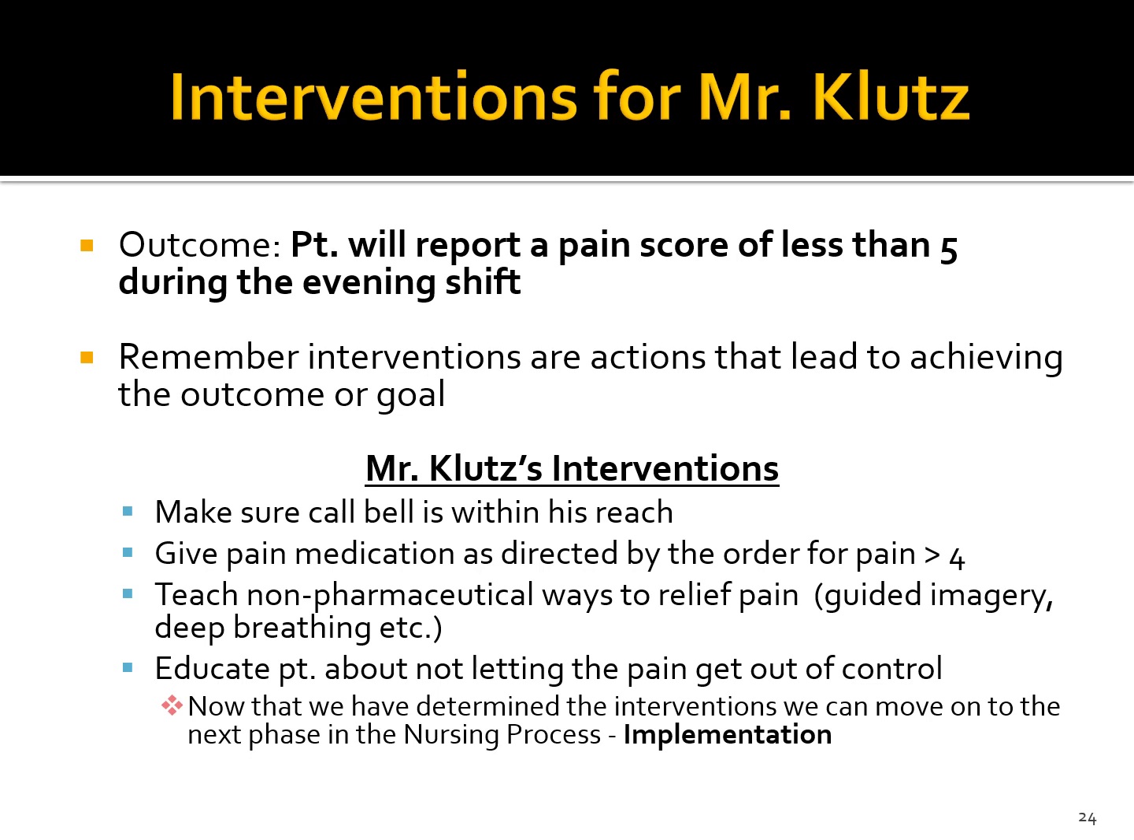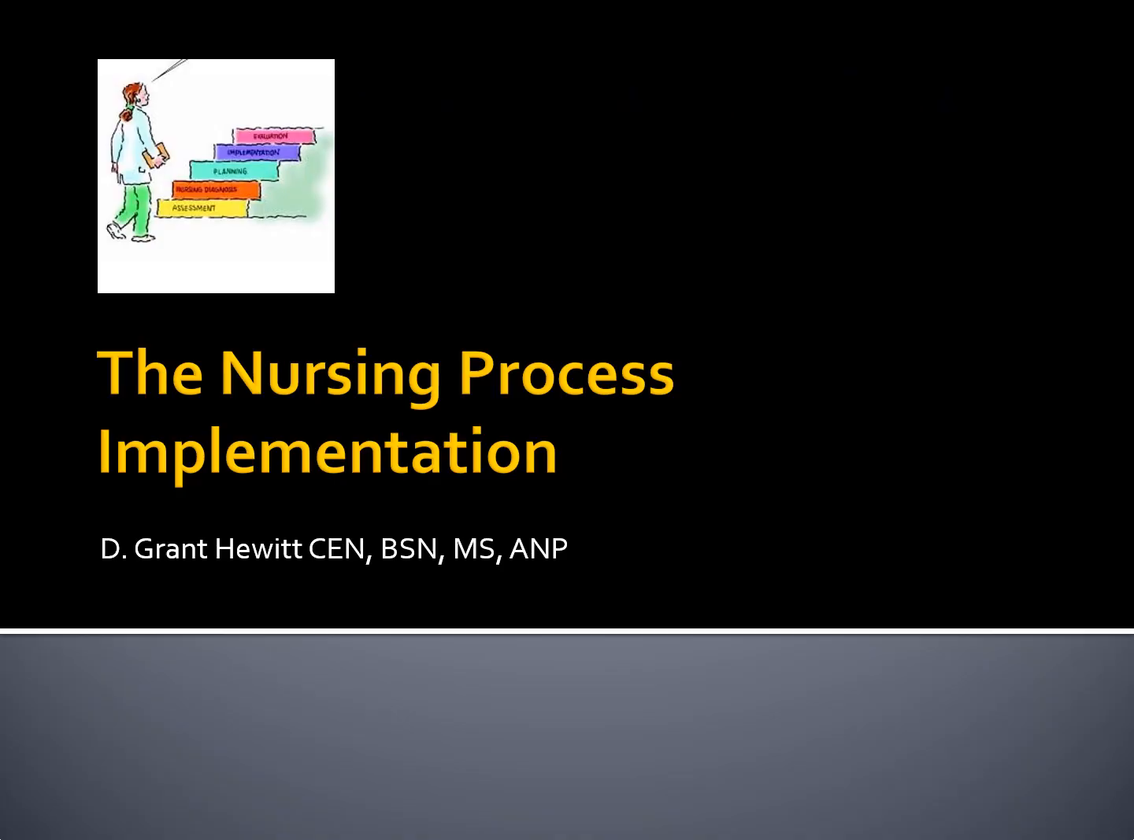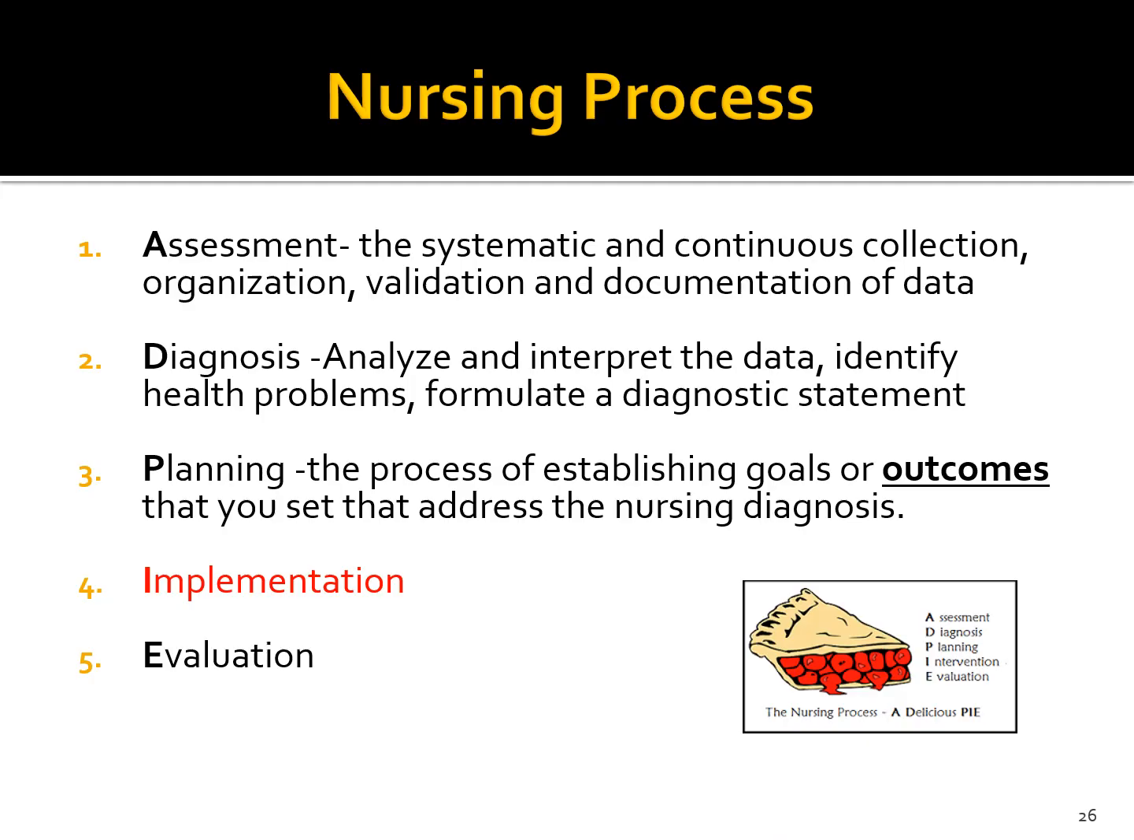So now that we have determined the interventions, we can move on to the next phase in the nursing process, implementation. So we're going into the 4th stage of the nursing process of ADPI, implementation. Again, we've done our assessment, we've gathered the data, we've figured out a diagnosis according to the data. Then we process the planning stage. So we establish goals or outcomes that were set to address the nursing diagnosis. Now we're going to go into the 4th stage, implementation.